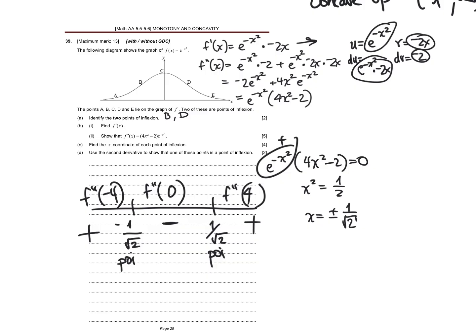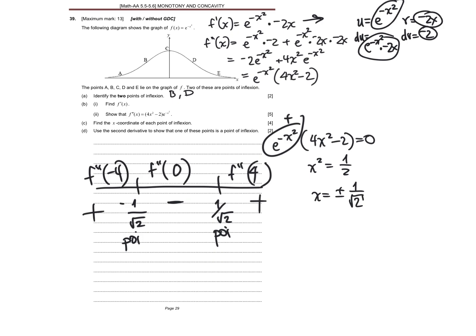I thought what it was asking was that only one of these points was a point of inflection, but both of them are. You just only had to sub in 0 and 4, or 0 and negative 4.